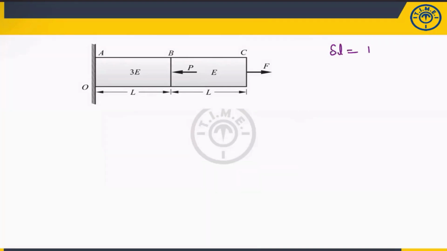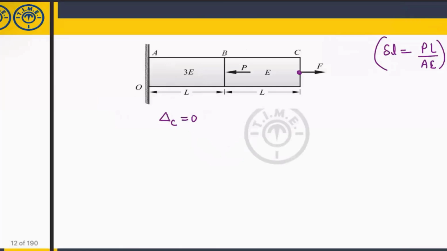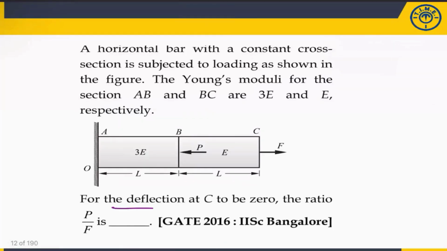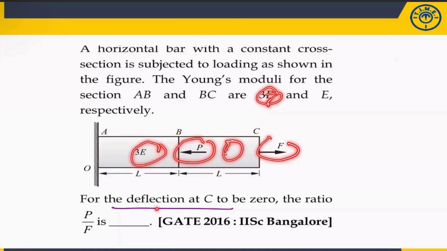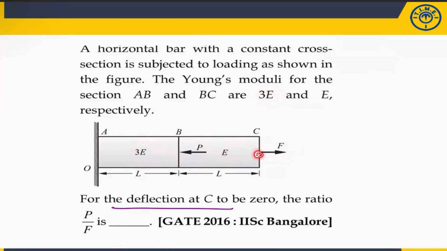So change in length, you already know PL by AE. It is given that the deflection at point C is 0. A bar is subjected to different kinds of load, and the modulus of elasticity is given. Now, if the deflection at C is 0, what is the ratio of this P load and F load?